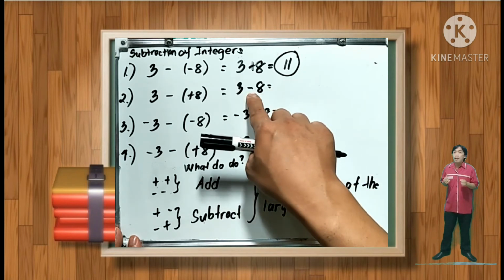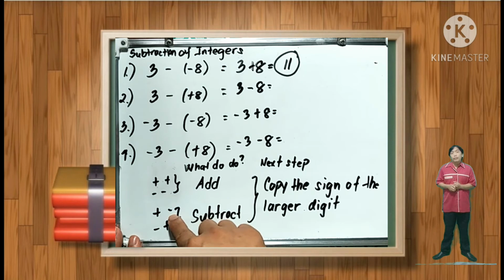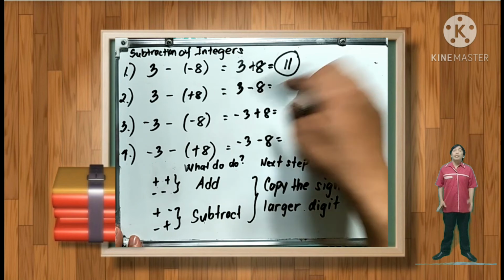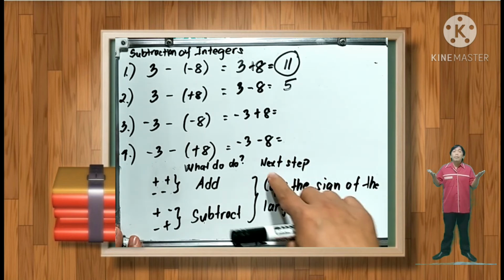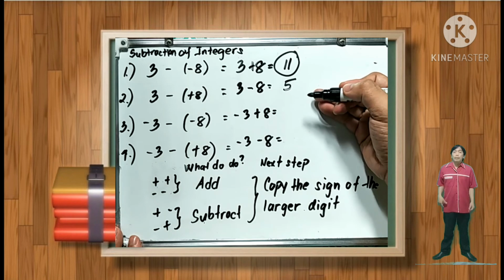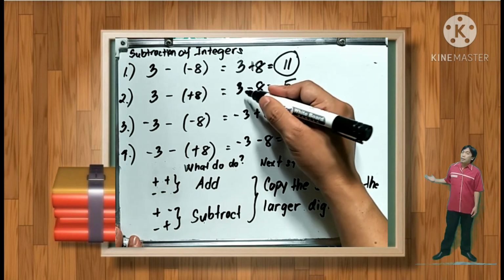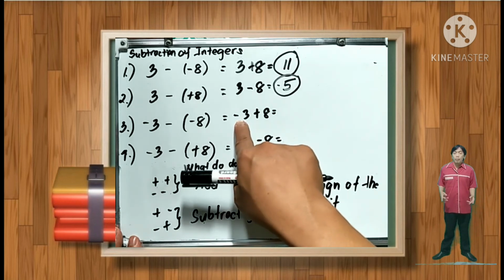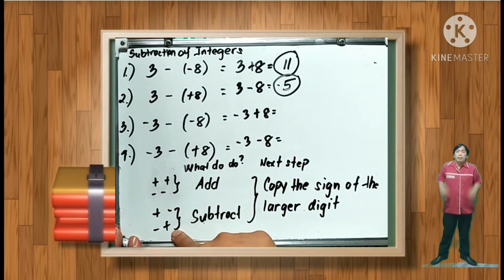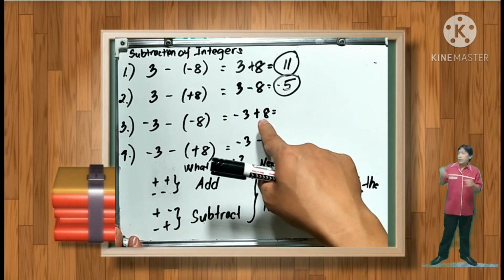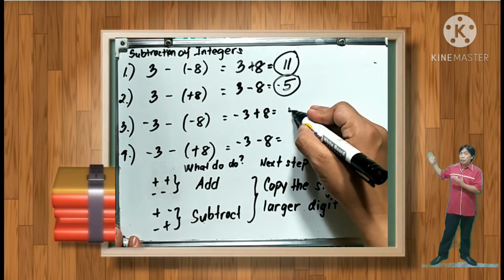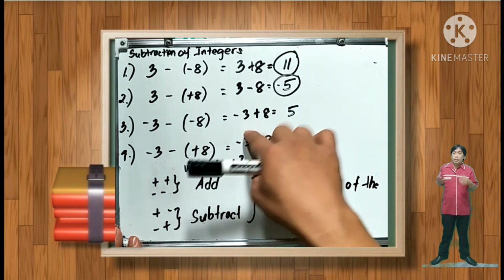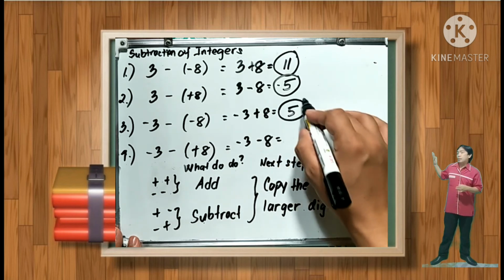Okay, we have positive and negative. Positive and negative, so what to do? We're going to subtract. So we have to subtract 3 and 8. So we have the answer which is 5. The next step, copy the sign of the larger digit. Since 8 is larger than 3 regardless of the sign, we have negative 5. The next one, negative and positive. So negative and positive, we're going to subtract. So if we subtract 3 and 8, the answer is 5. The next step, copy the sign of the larger digit since 8 is larger than 3. So the sign is positive, so we have positive 5.